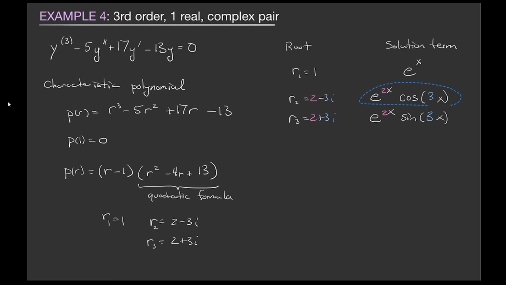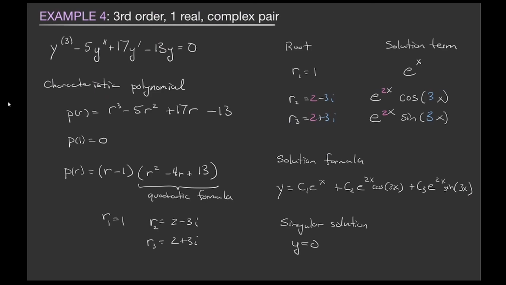Now, which one goes with which? Should it be sine first or cosine? It's completely irrelevant. It's not like this root corresponds to this cosine or this root corresponds to this sine. They're always coming in pairs here. Now, if we assemble all this, we can get a solution formula. And like we've seen in the past, we do have a singular solution of y equal to 0.